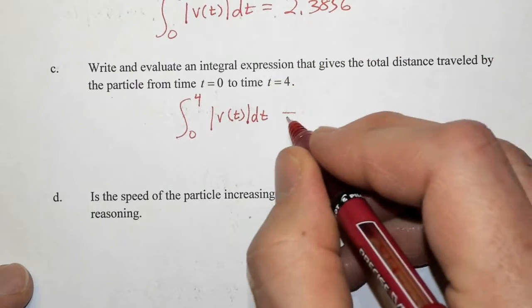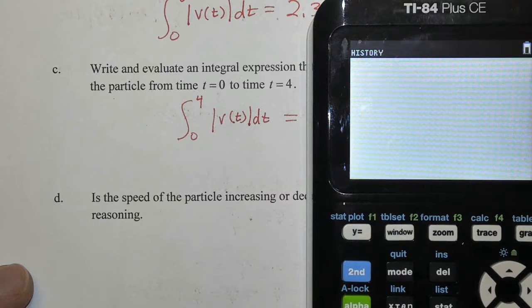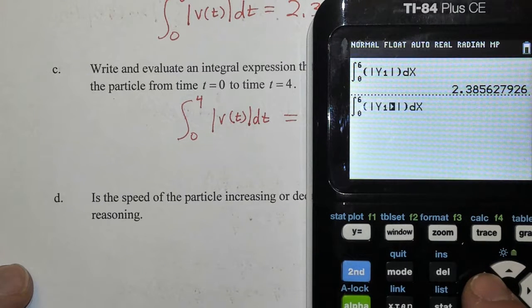2.3856. And now it's time to do this one. So we bring the calculator back. I'm going to push up so I can get to my old one and hit enter. So it copies me down. And all I'm going to do here is change the 6 to a 4. And doing so, again, it's going to think for a little bit.